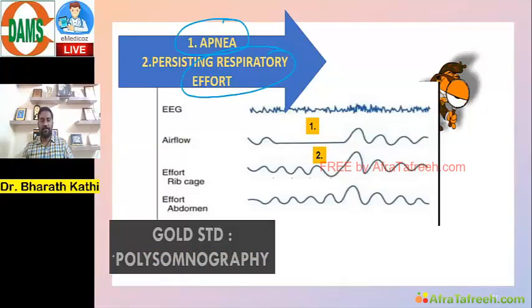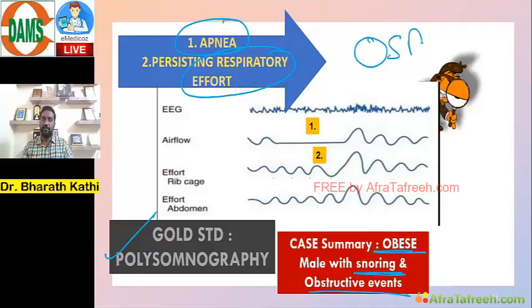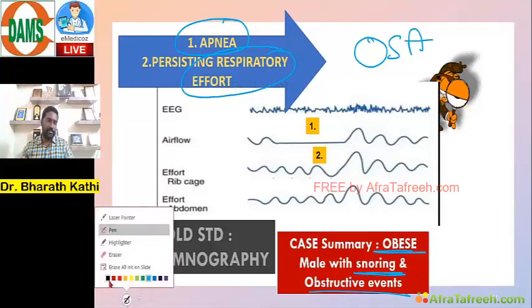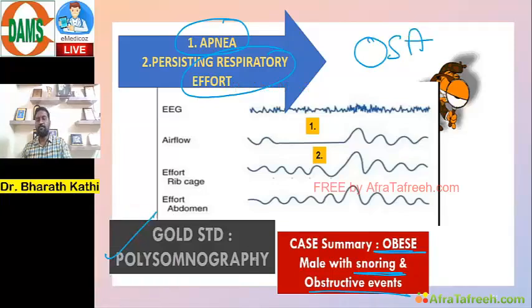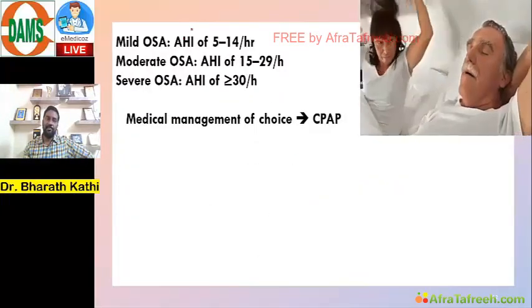Gold standard is polysomnography. And the case summary: patient will be obese, complaining of snoring and obstructive events. All these are suggestive of obstructive sleep apnea. And for diagnosis, polysomnography. And the categorization, mild.